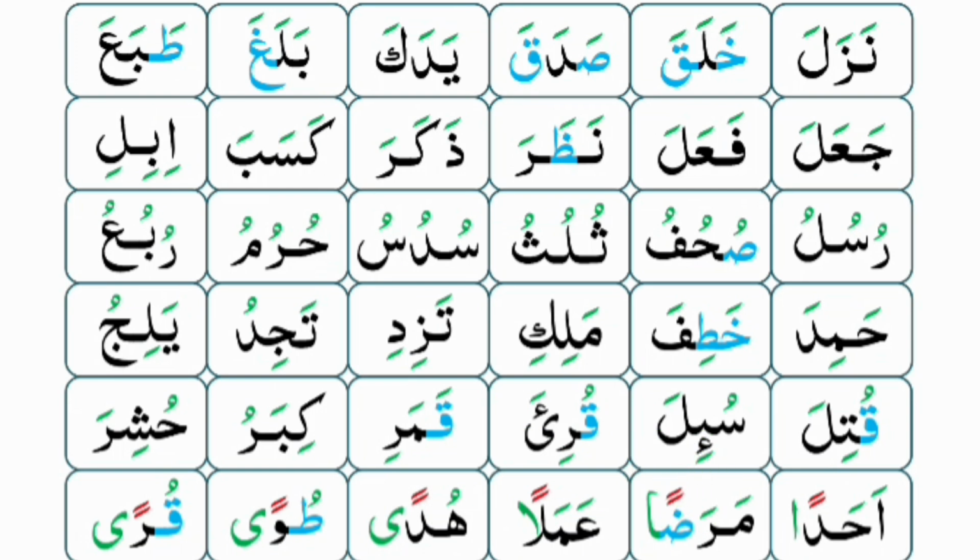The next word is khalaqa. The first letter of this word is kha. Kha has a fatha sign, kha. The lam also has a fatha sign, la. Khala. The qaf also has a fatha sign, so it sounds qa. Khalaqa. The third word also has three letters.